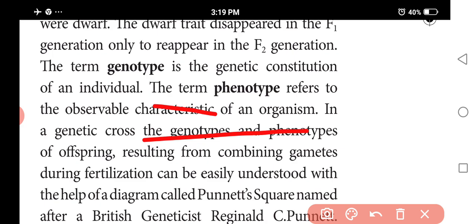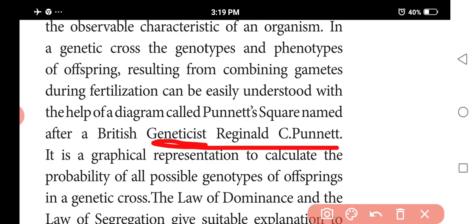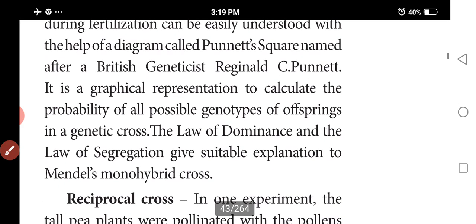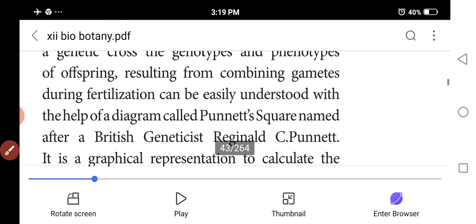In a genetic cross, the genotypes and phenotypes of offspring resulting from combining parents are easily understood with the help of the diagram called the Punnett square. Why is it called the Punnett square? The British geneticist Reginald Punnett introduced it. It is a graphical representation for calculating the probability of possible genotypes of offspring in a genetic cross. The law of dominance and the law of segregation are suitable for examination in this monohybrid cross.